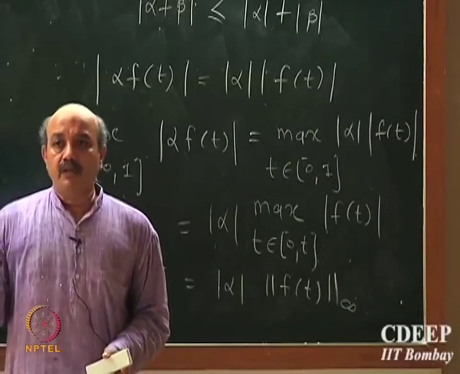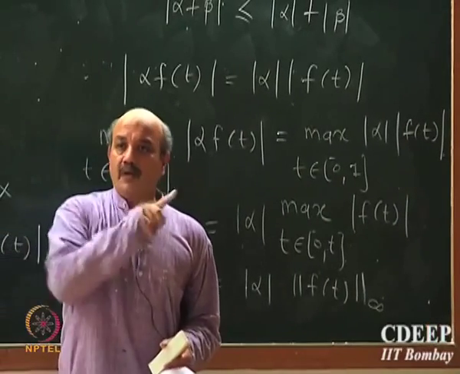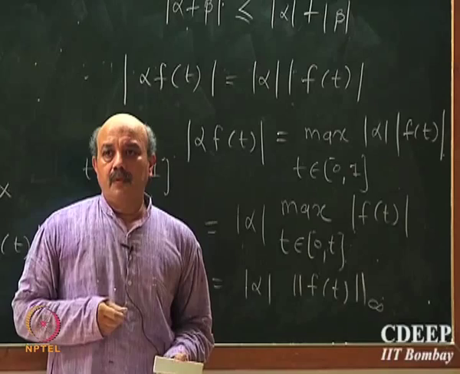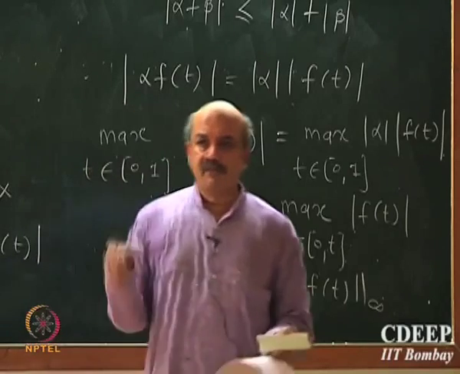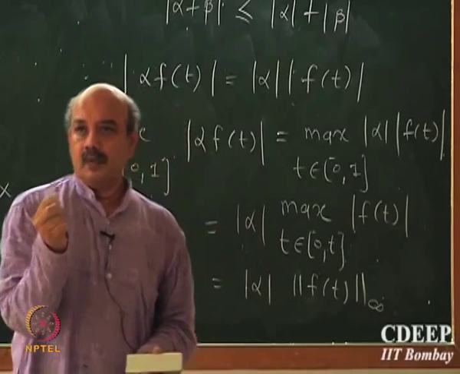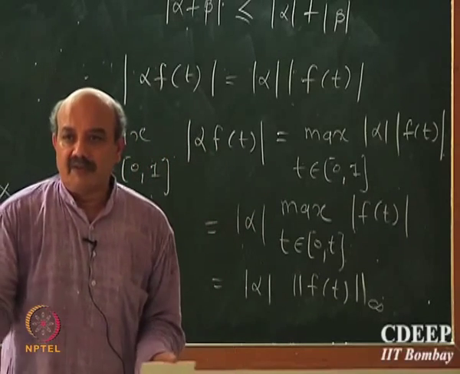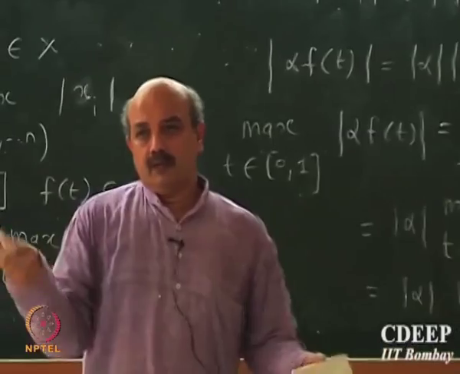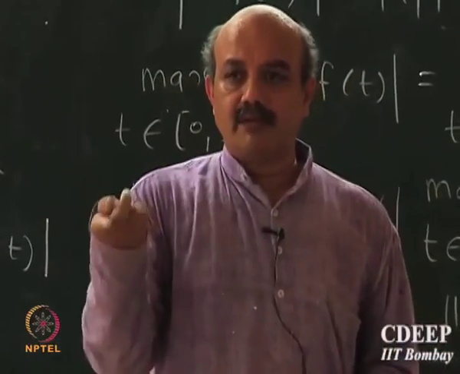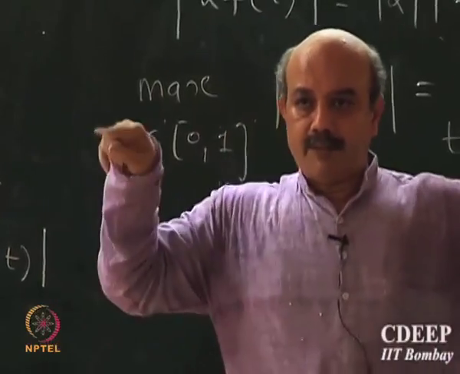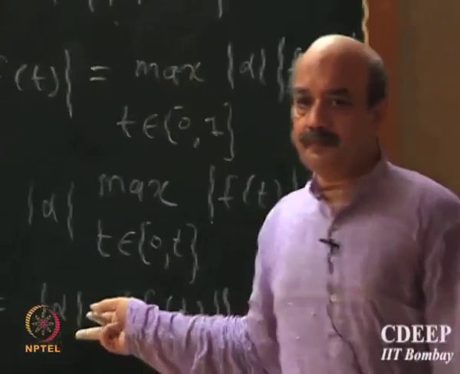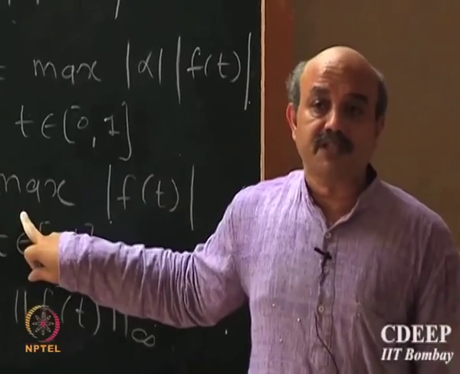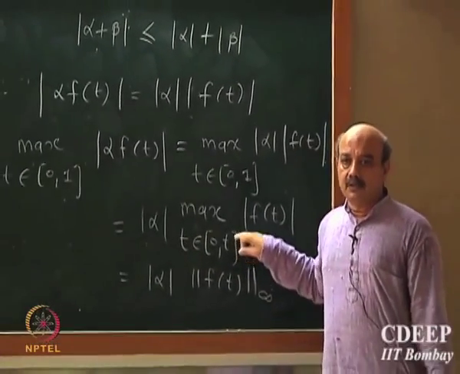The norm is the maximum absolute value over the interval 0 to 1. For a given function, if I give you one vector, you find the norm of that vector. So if I give you, for example, sine t, where t goes from 0 to 1, you are expected to find the maximum value of sine t over the interval 0 to 1. Find the absolute of that, and that will give you the norm. So the max is not over all functions, the max is over t.